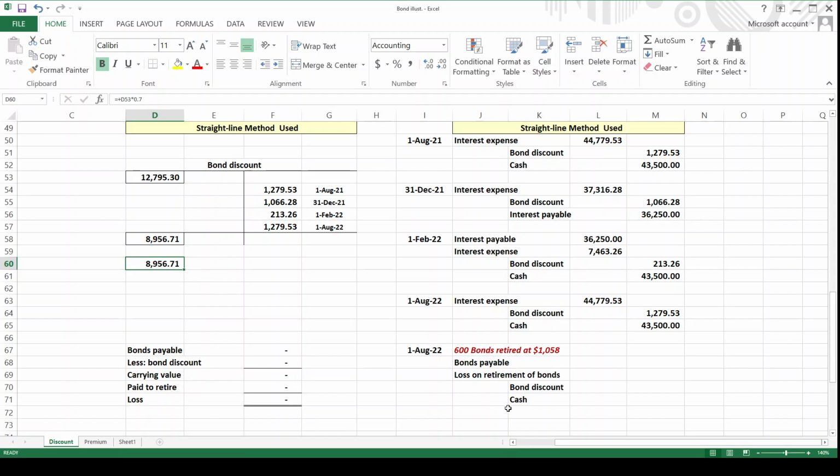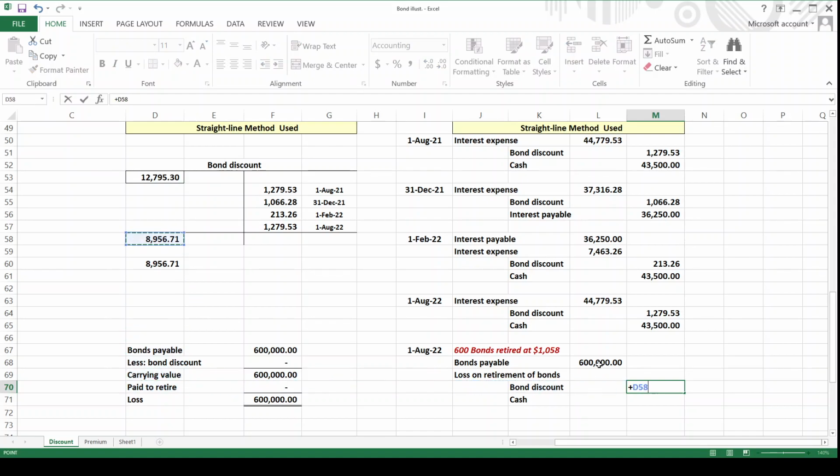Happy as hell. Okay. Let's get rid of the bonds. 600,000. Let's make part of the discount go away. So once again, it's 600 out of what? Out of 1,500, which we know is 40%. I get 35,826.9. Okay. The cash is going to be the same because we're using the same numbers. 600 times 1058. The debits don't equal the credits.